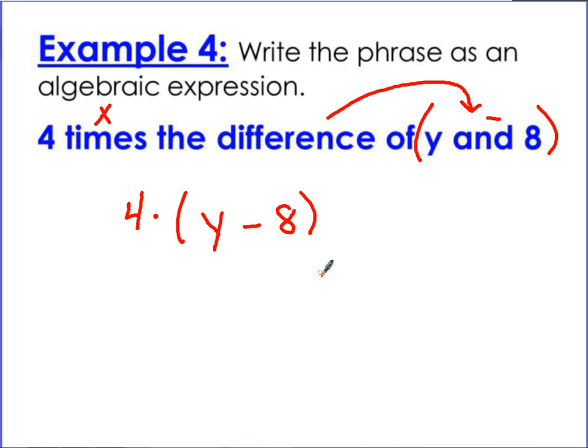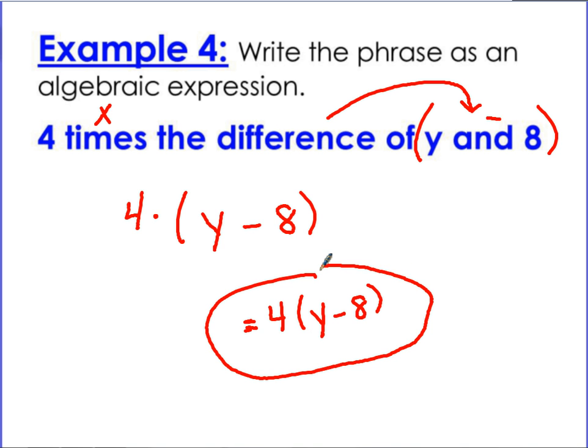And since that's 4 times that entire difference, I'm subtracting y and 8, and I'm multiplying 4 times that whole thing, I had to make sure to put those in parentheses. So that's why it's a parenthesis word. So the expression would look like this. And if I asked you to simplify that expression, obviously we would distribute and combine like terms if we could, but I'm not asking you to go that far. We just want to set it up today. So this is your final answer on example 4.